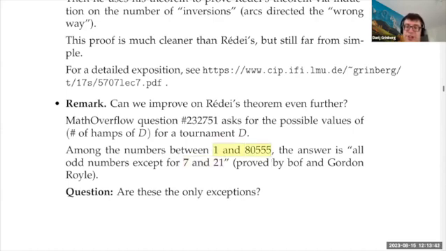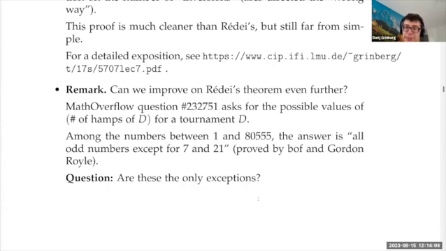Apart from that, any odd number between 1 and 80,000 is reachable. And of course, it makes me wonder whether these are the only exceptions. Nobody knows. So if you're looking for a pretty tantalizing open problem in graph theory, here is one. I would love to say that whatever comes next has some kind of use in that, but I don't know. I don't expect that to be useful necessarily.